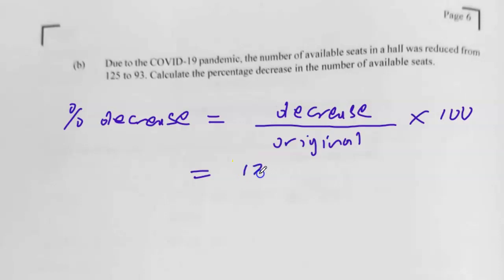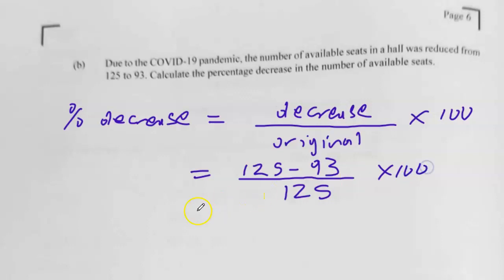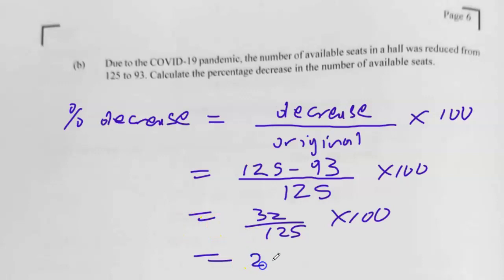So notice it fell from 125 to 93. Let's work out the decrease. The difference will give us the decrease. The original figure was 125. So 125 minus 93, that's 32. So 32 over 125 times 100. And that should give us approximately 25.6%. So the percentage decrease is 25.6%. Move on.